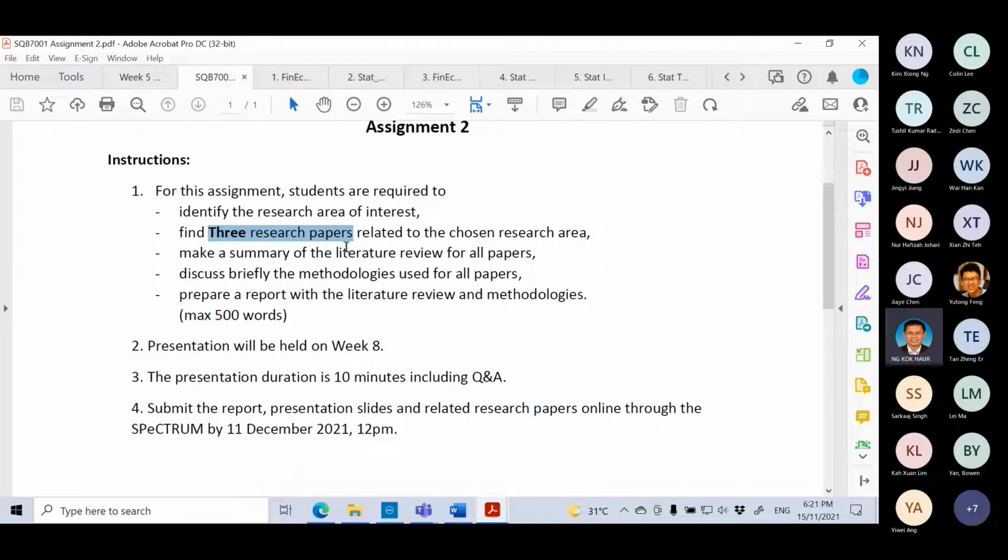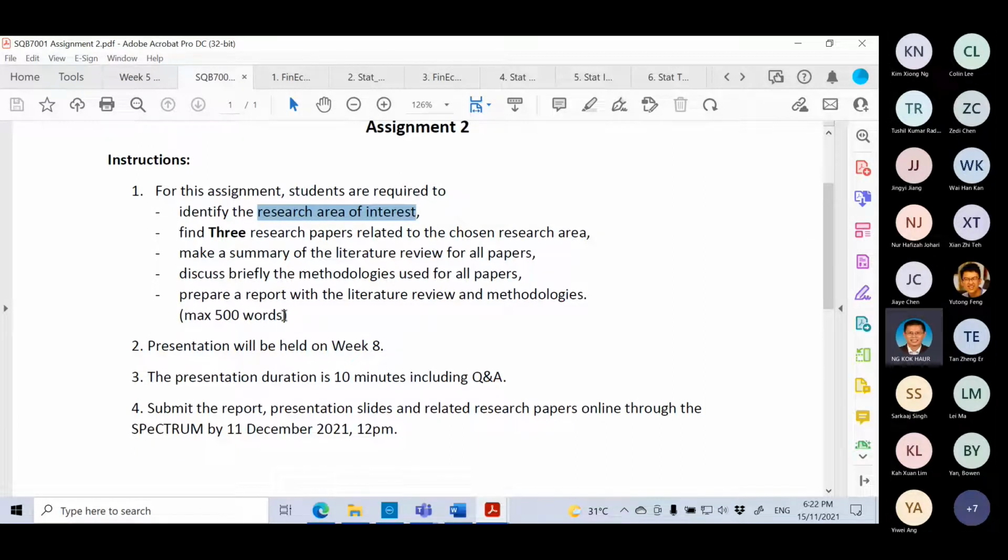Any more? Okay. If you don't have questions, you can still ask me after the class, or next week after we go through the first part, you can still ask me if you're not sure about the assignment too. Okay, the important thing is just to find the 3 research papers. Then the first thing is to identify the research area of interest.